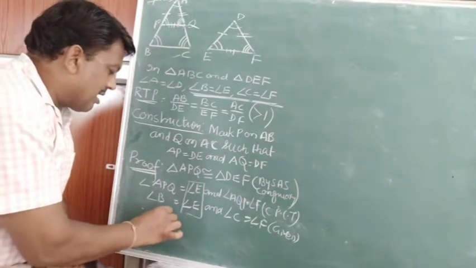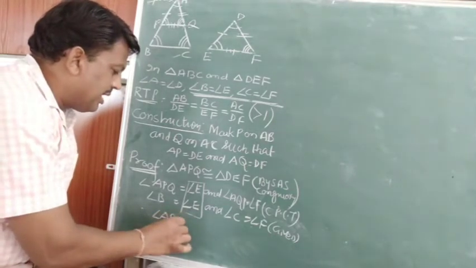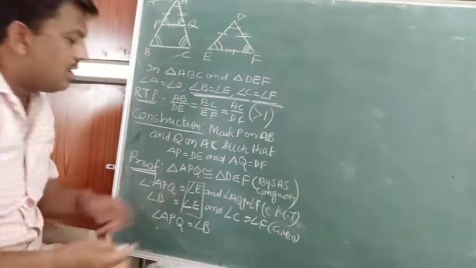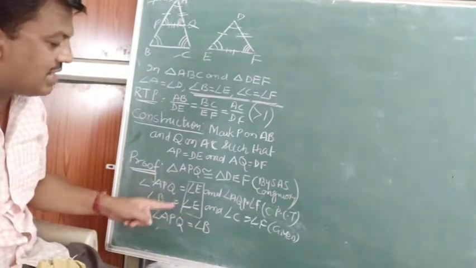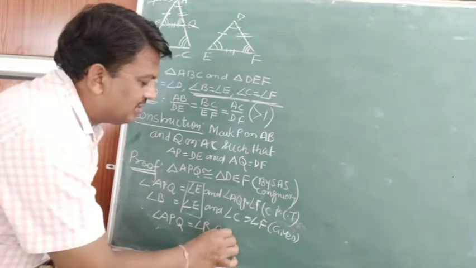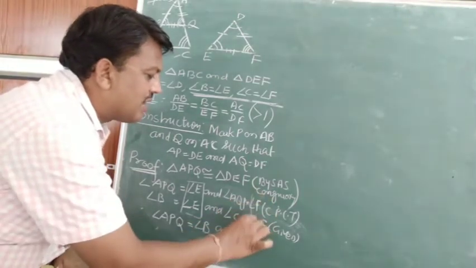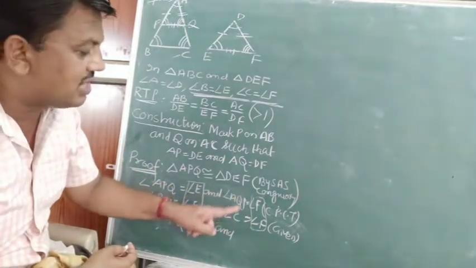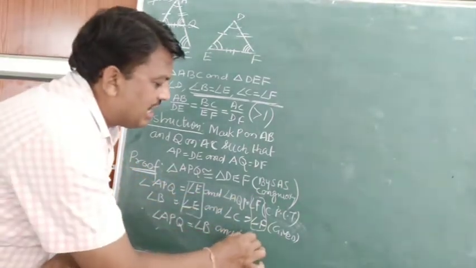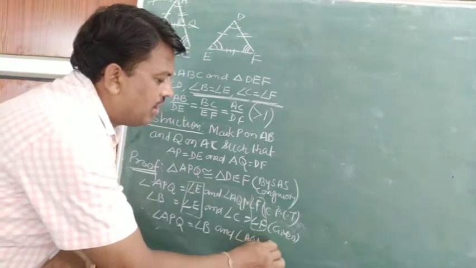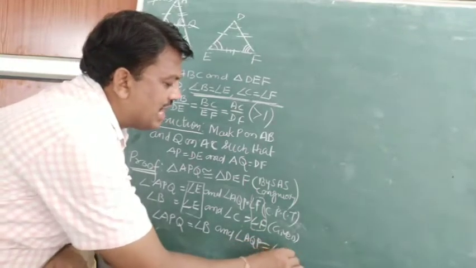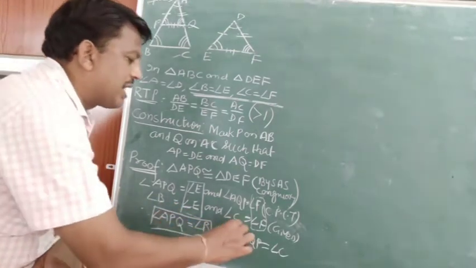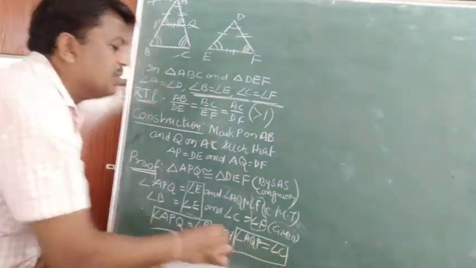Therefore angle APQ is equal to angle B. Right hand sides are both equal, so LHS is also equal, and as well here, angle F and here angle F, right hand sides are both equal, so LHS is also equal. So angle AQP is equal to angle C, children. Now we got these two. This is very important and is going to be used.